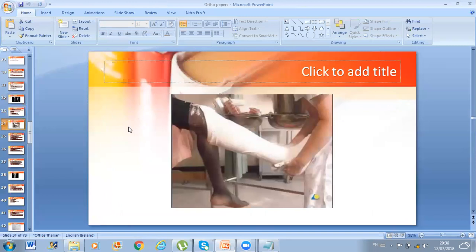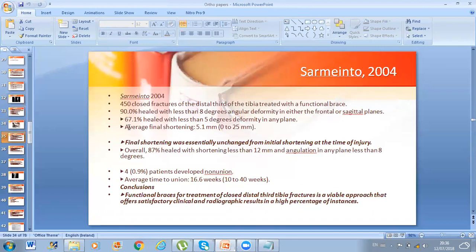What is this? This is a PTB cast. PTB. Okay. Do you know Patellar tendon bearing? Yeah, but do you know who devised this concept? PTB cast? Sarmiento, sir. Sarmiento.